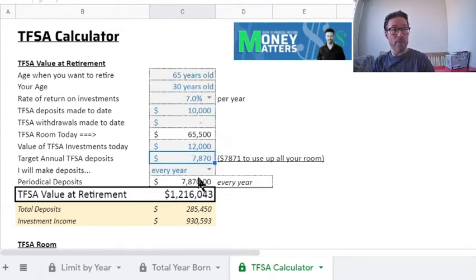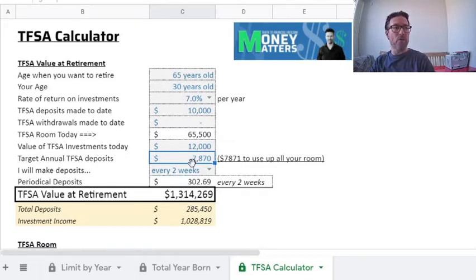So by the time you reach 65 years old, so say you put 7,870, then that'll give you 1.2 million in retirement. So that means that you're going to put $7,870 per year from now to retirement, and you're going to be able to use up your entire room by doing that. And you're going to have 1.216 million by the time you're retired. If you do that every 2 weeks, so that would mean $302 every 2 weeks, you'd be at 1.3 million.